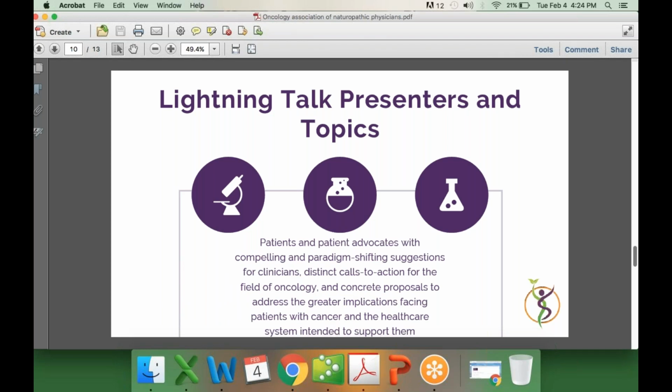The second would be patients and patient advocates with compelling and paradigm-shifting suggestions for clinicians, distinct calls to action for the field of oncology, and concrete proposals to address the greater implications facing patients with cancer and the healthcare system intended to support them. And on that note, really quickly, if you have patients or you work with patient advocates that you think would have a really compelling story or suggestion or call to action for our community, invite them to the conference, invite them to come present, and invite them to be part of this community.